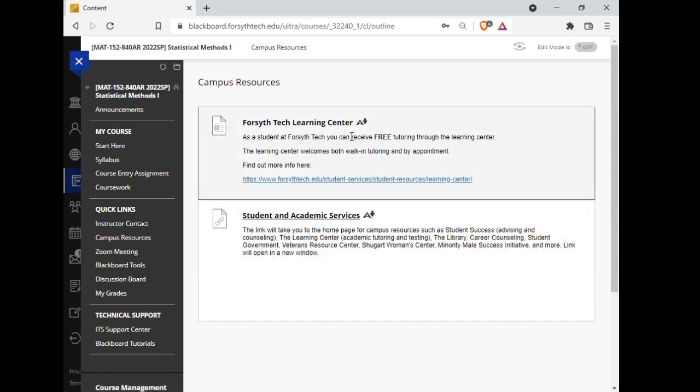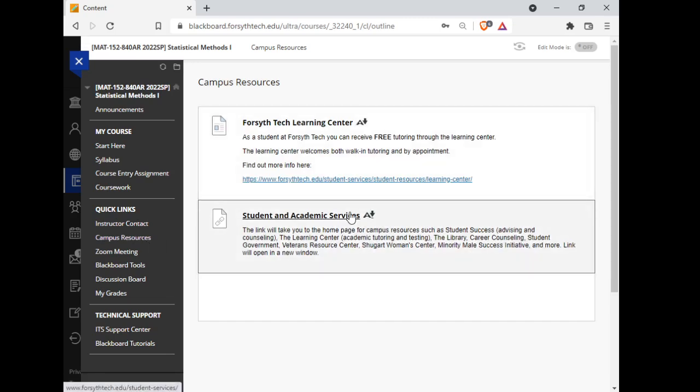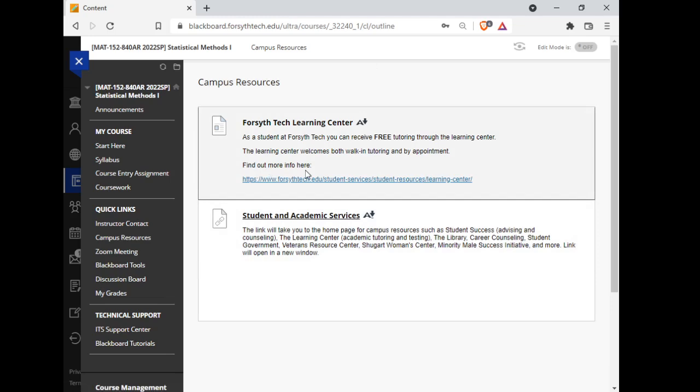Campus resources, this is an asynchronous Math 152. A lot of students in this class need extra support to be successful. We offer free tutoring. Typically, students that regularly attend tutoring score a letter grade better in the course. A good number of you are going to need to attend tutoring to be successful in this class. And the Learning Center is offering synchronous tutoring. You can attend from the comfort of your bedroom, and I can help you get that set up. There's also a link here for student academic services.